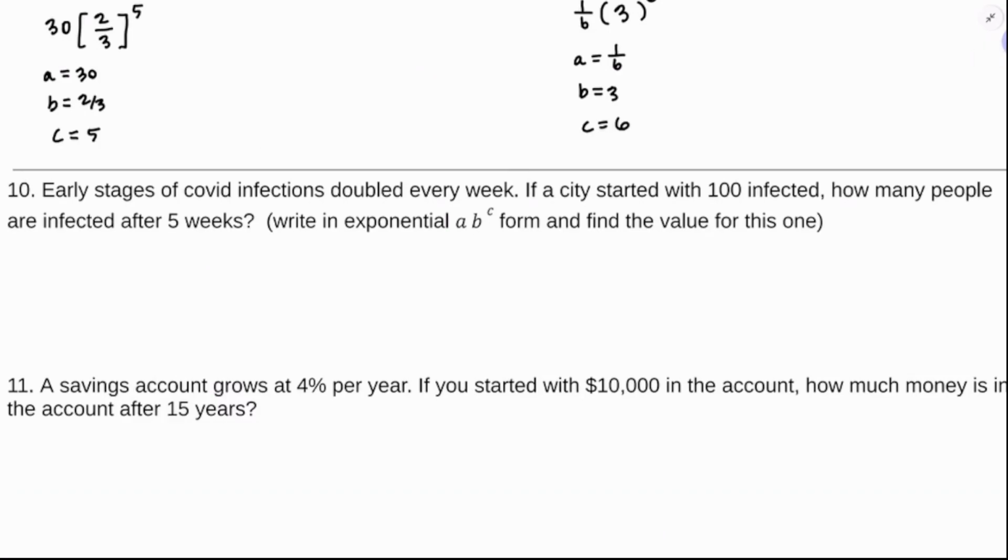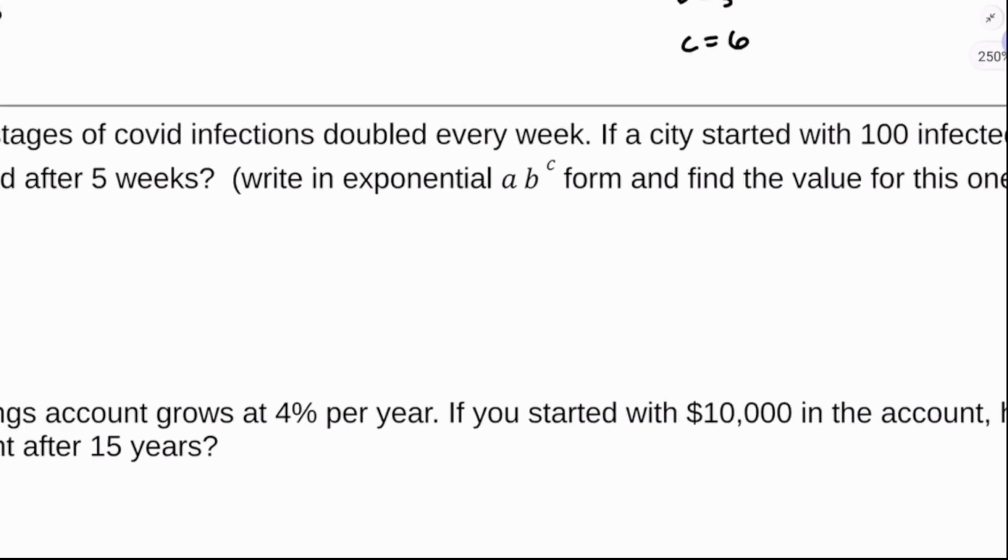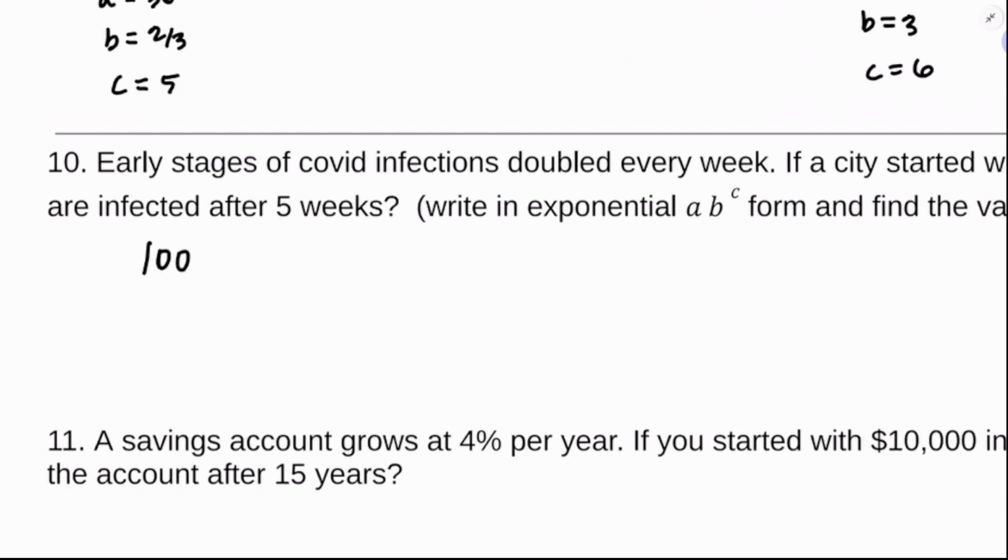Now, number 10, we've got an infectious disease doubling every week. A city started with 100 infections. How many are infected after 5 weeks? Doubling every week, so that's going to be 100 that we started off with, and then after 1 week it doubled. After the second week it doubled twice, and then we put an exponent of 2 up there. After 5 weeks it's going to have an exponent of 5, and that's going to be 100 times 2 to the 5th: 2, 4, 8, 16, 32. And so 100 times 32 is 3,200.